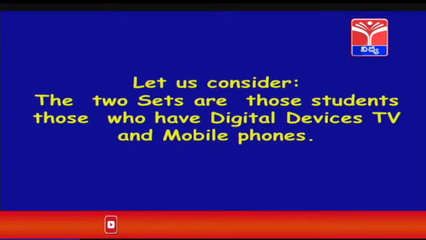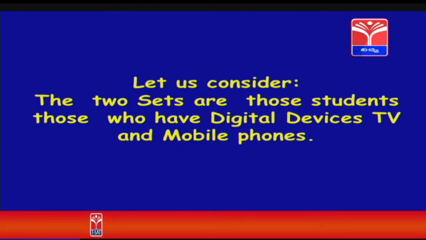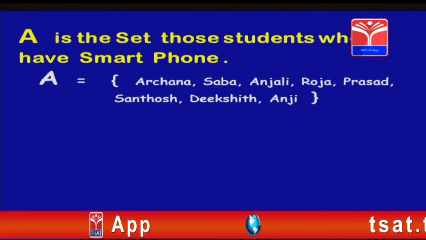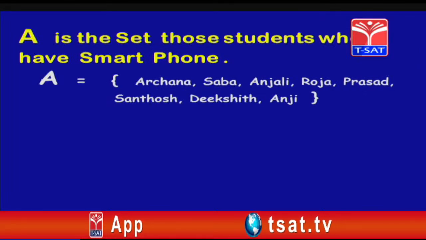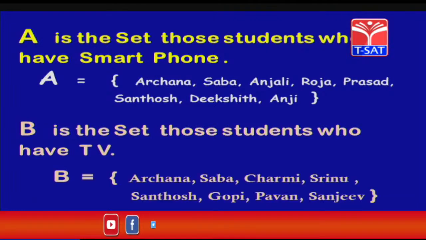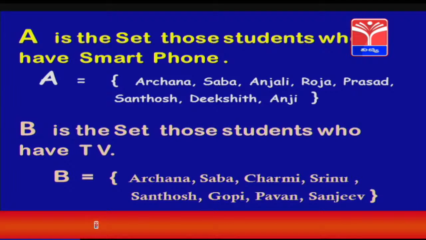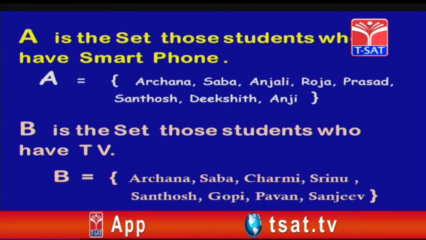Same as the earlier example, I am taking the students who have digital devices, only two: TV and mobile phone or smartphone. Now, A is the set of students who have smartphones or mobile phones. B is the set of students who have TV. You can see this clearly. A is the set Archana, Sabha, Anjali, Roja, Prasad, Santosh, Dikshit, Anji. This is set A. Set B: Archana, Sabha, Charmi, Srinu, Santosh, Gopi, Pavan, Sanjeev.